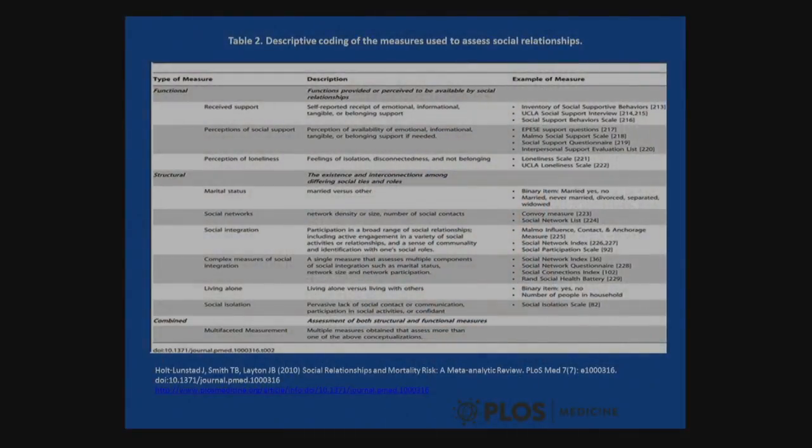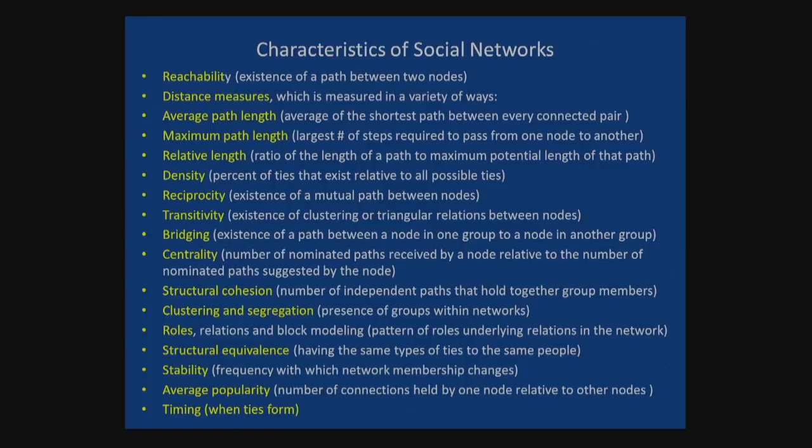They have functional measures in terms of support received, perceptions of support, feelings of loneliness, structural kinds of things, networks, integration, social isolation, and things that are combined. This is just to show you there's a large world out there. This is another slide that's impossible to go through in this amount of time, but is in a chapter we're doing on social epidemiology on the characteristics of networks. What I want you to understand from this slide is that these are measures of the network. None of these are measures of an individual.